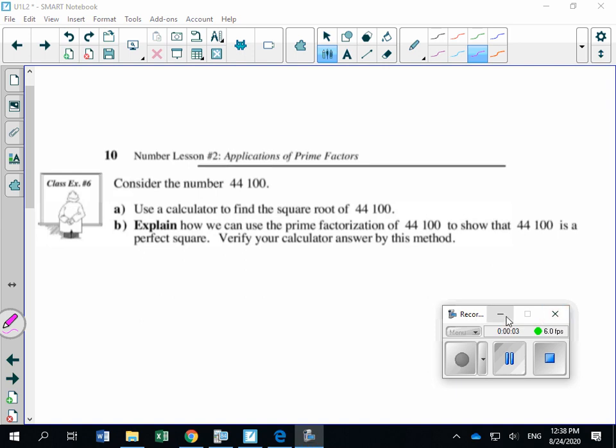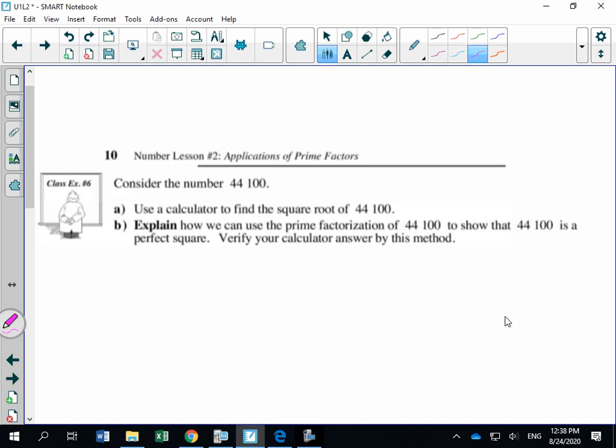This is going to be part 3 of lesson 2 in your workbook. Lesson 2, part 3 is on page 10. So just make sure you're on the correct page with me. What we are doing for this lesson is applications of prime factors.